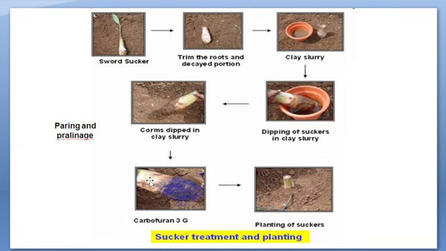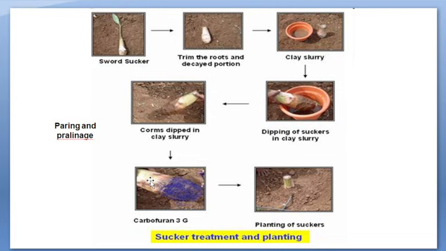After that you have to follow one horticulture technique, that is paring and pralinage. In banana cultivation, the major problems include root knot nematode issues, pseudostem weevil, and various types of wilts. Even if we select a sword sucker which has a well developed base, there is a chance of occurrence of all these problems. To overcome this problem, there is one technique called paring and pralinage.